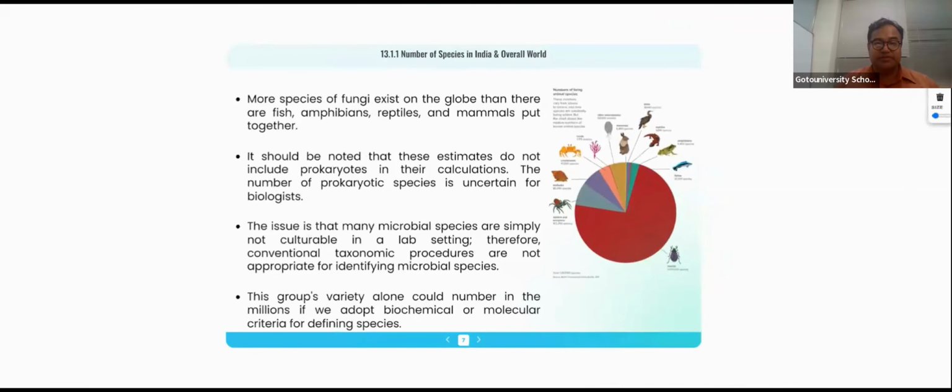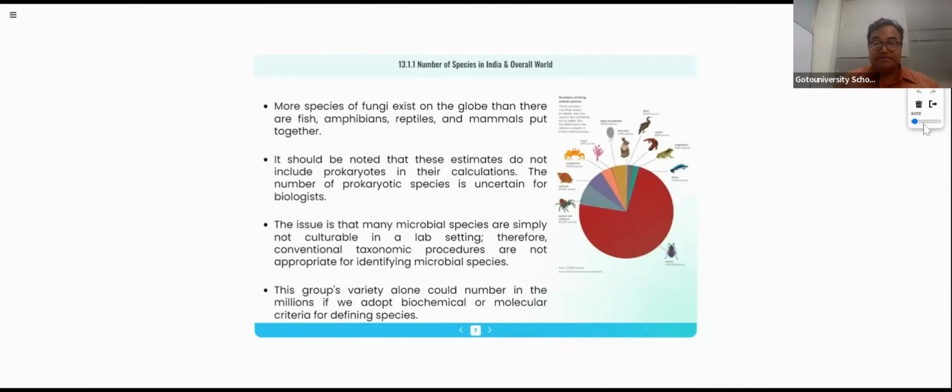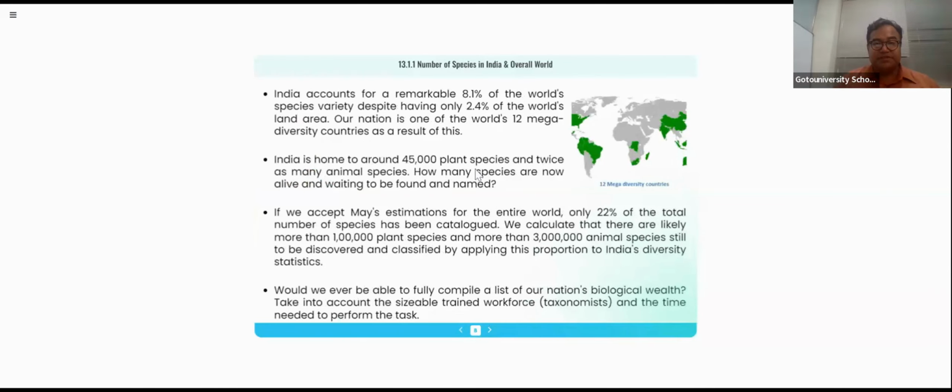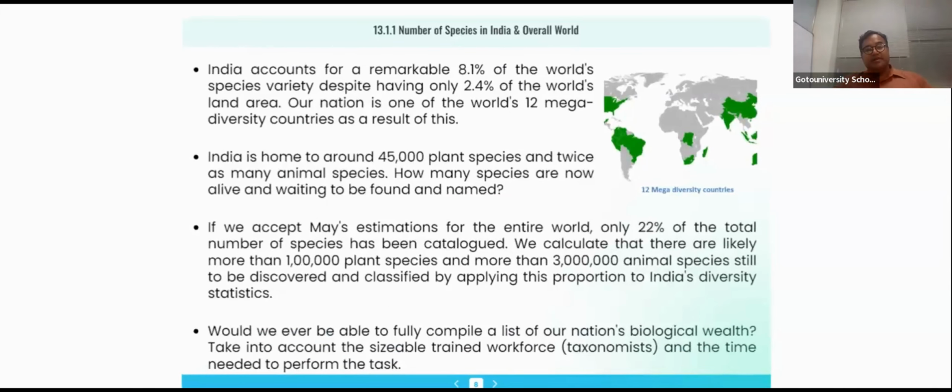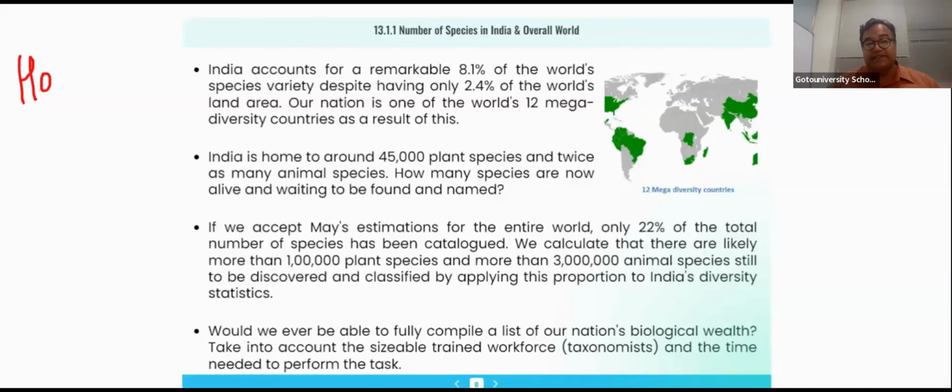So we have given you this many pieces of information. Here, the number of species in India and the overall world. Let me start discussing in detail. In this content, whatever we have given you, what is missing is the hot spot. The word hot spot indicates the place where the species population is much higher, right?